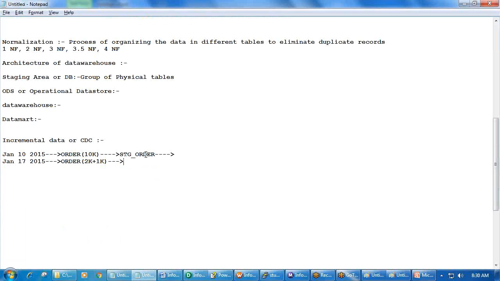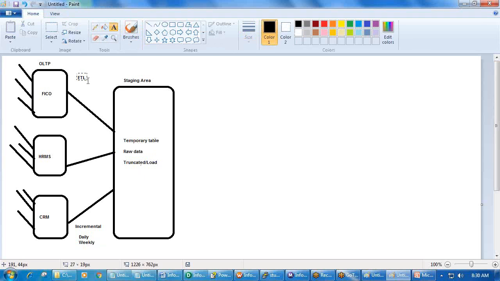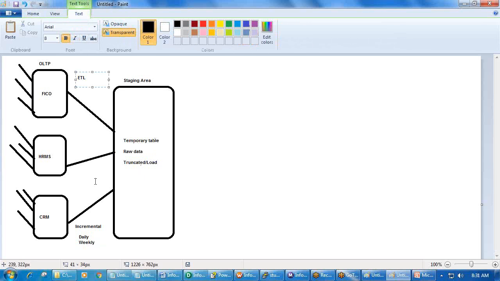When you run the next load, we'll always truncate the existing data. That means we'll remove the existing data and load the 3k records into the staging table. Now, why are we calling this raw data? Because when I'm using an ETL process, I'm not transforming it. I'm just extracting and dumping it, with no transformation logic. That's why we call this raw data.